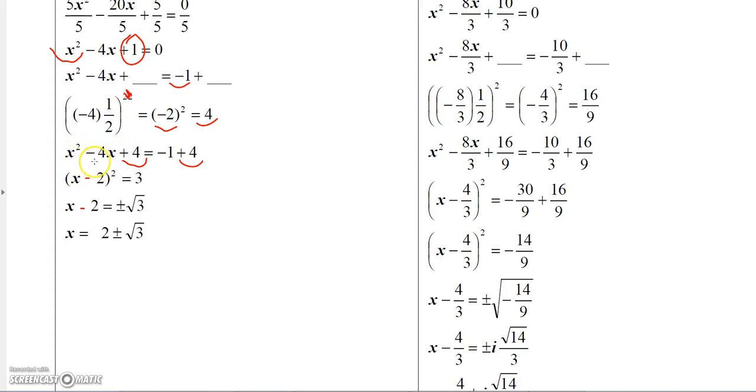But now that I see this is x minus, since this is a minus, this should be x minus 2 quantity squared equals 3. And then when I apply the square root property to that, that should be x minus 2 equals plus or minus the square root of 3. And then when I add 2 to both sides, I'll get x equals 2 plus or minus the square root of 3. So your answers are 2 plus square root of 3 and 2 minus square root of 3.